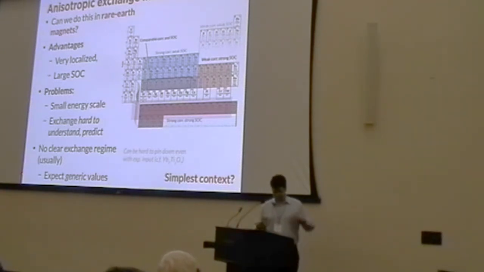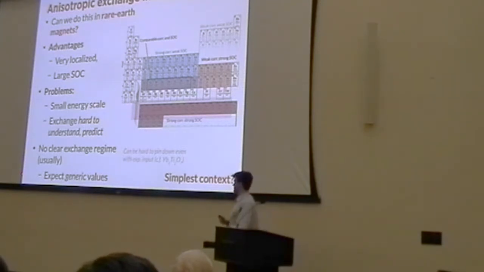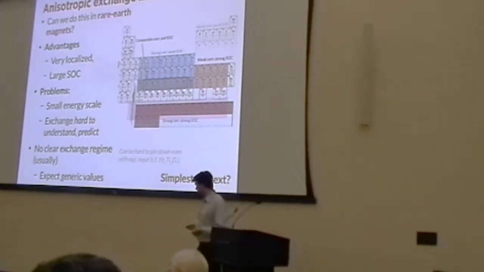The conventional dogma would be that you write down what's allowed by symmetry, you throw a dart at that, and then you fit it to experiment. So usually there's no clear exchange. Even with reams of data, it can be difficult to extract these numbers.